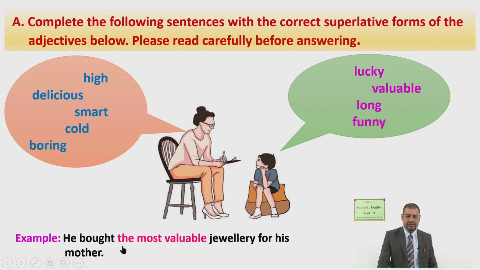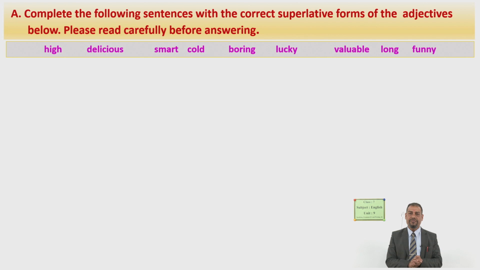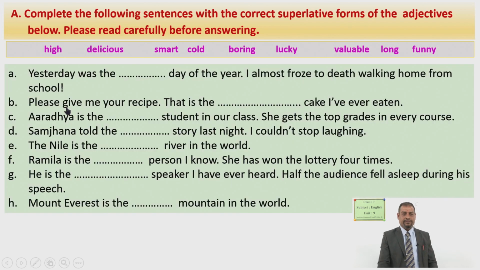If so, now you have to use like this. Example, he bought the most valuable jewelry for his mother. Now you can see the is used here. Most, superlative form to compare. Most valuable jewelry for his mother. Okay, now you have to use these adjectives and you have to change them into their superlative form and then make comparison for this task. Okay, so A, now you can start doing.